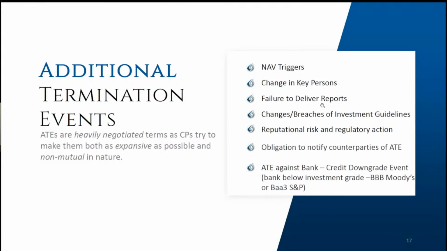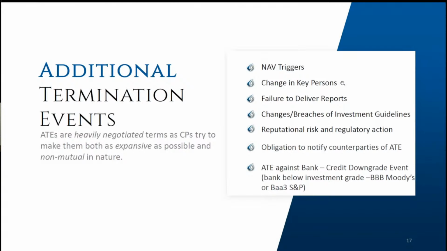So the bank needs to have these early warning signs available to it in order to be able to terminate and get out of the trades. Now, coming to the events, change in key persons. Usually the key person is the founder or an important decision maker at the fund or at the manager level.